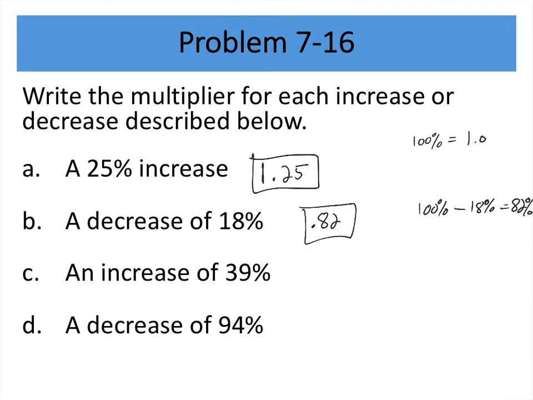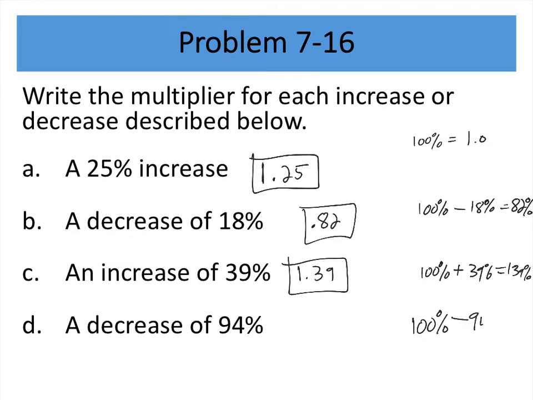Increase: I start with 100% and I'm adding 39%. I have the 100%, so it's increasing. It's taking that 100% of what I currently have and increasing it by 39%. So 139% of the previous value, or 1.39 as a multiplier. And if it's decreasing by 94%, it's 100% minus 94%, so I'm left with 6%. That would be 0.06 as a multiplier. So it's going down 94% each time.